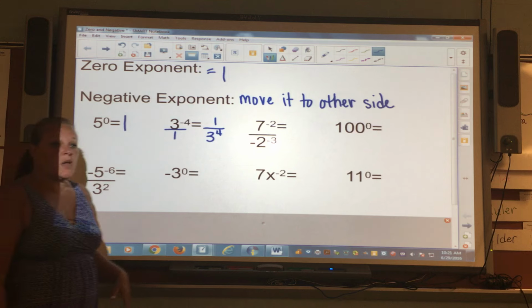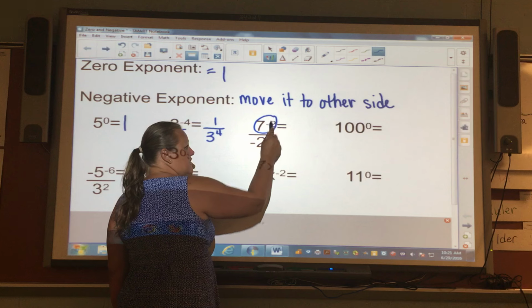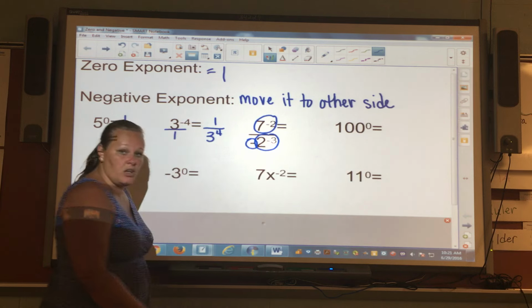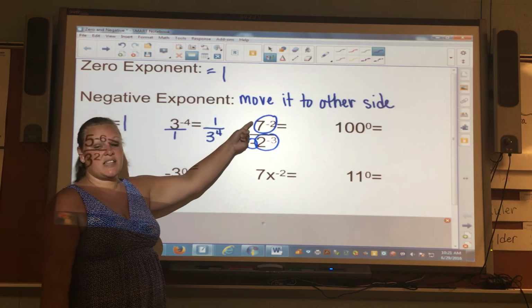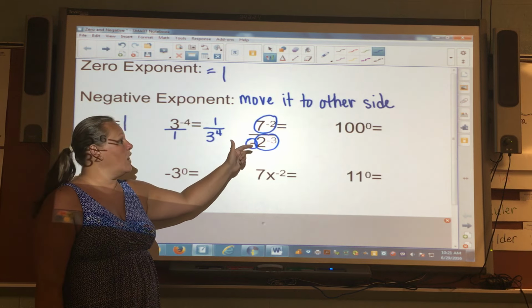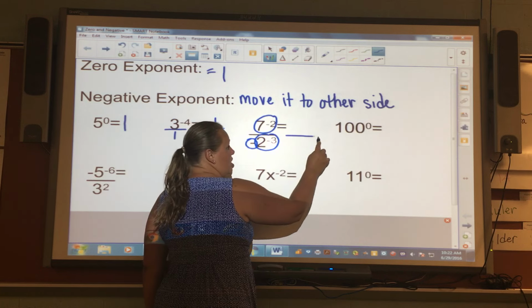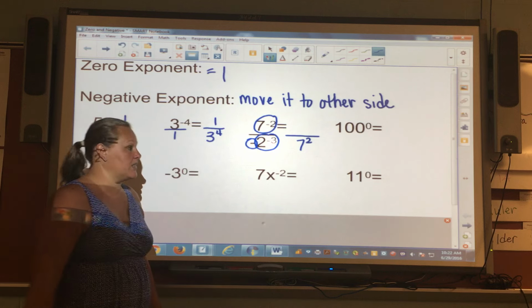The next one, we actually have 3 things to consider. We have a base of 7, we have a negative sign, and we have a base of 2. So we need to ask ourselves a question 3 times. So is the 7 going to stay where it is, move, or turn to 1? And it's a negative exponent, so that means we have to move it to the bottom. And the exponent would become positive.